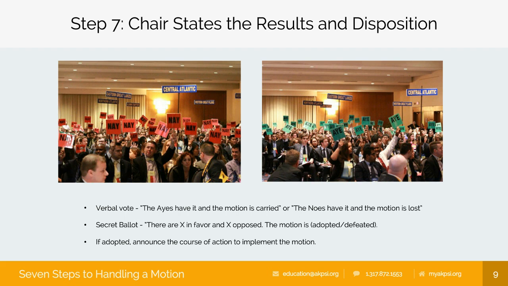If the motion is adopted, the presiding officer will announce the course of action to implement it in enough detail to assure it is carried out.